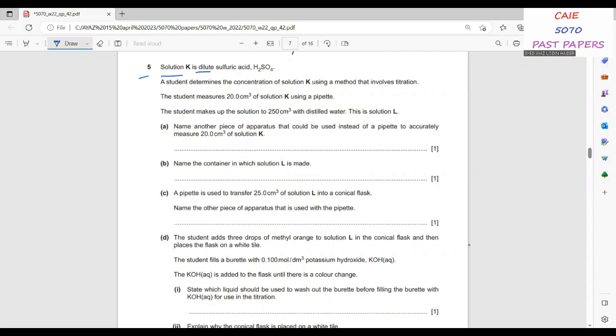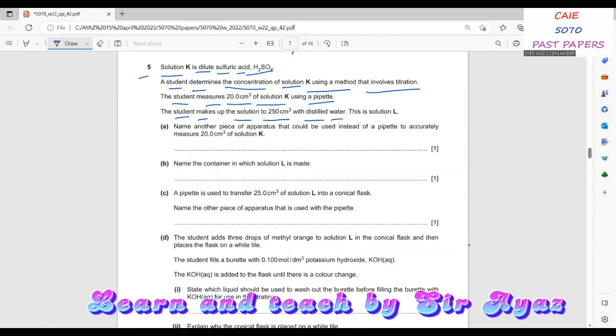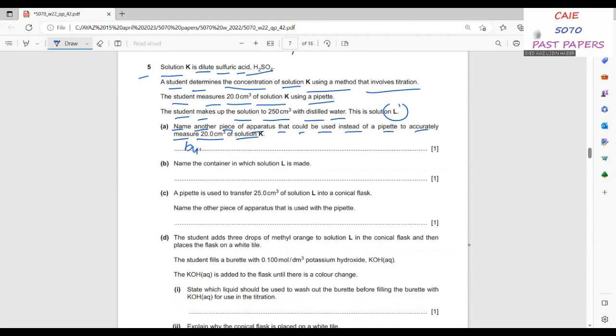Solution K is dilute sulfuric acid, H2SO4. A student determines the concentration of solution K using a method that involves titration. Student measures 20 cm cube of solution K using a pipette. Student makes up the solution to 250 cm cube with distilled water. This is solution L. Name another piece of apparatus that could be used instead of a pipette to accurately measure 20 cm cube of solution K. Both burette and pipette have higher accuracy. So I'll write burette here.